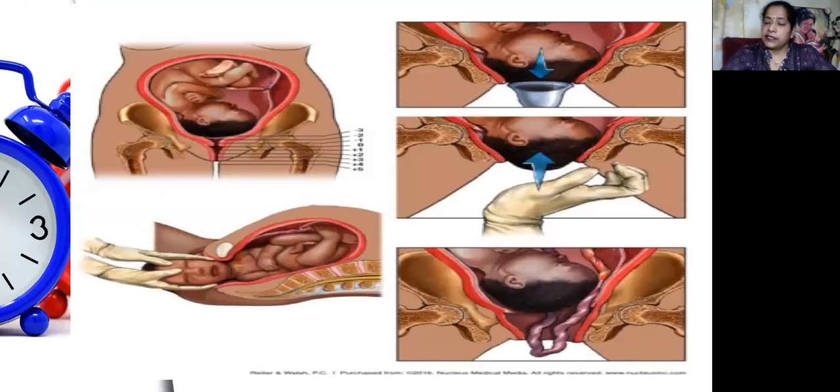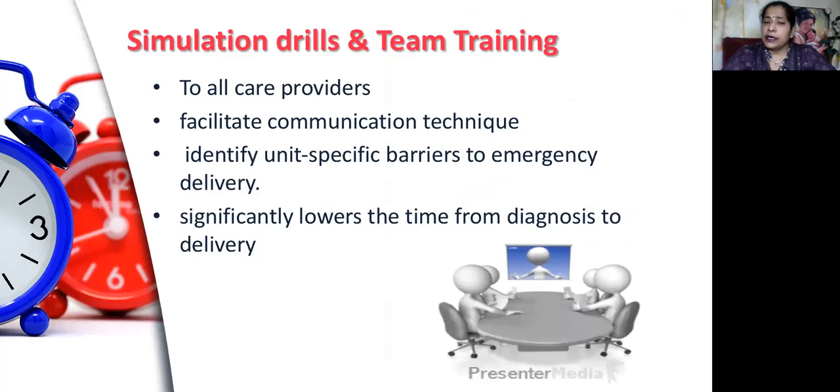So this is operative vaginal delivery. Relieve pressure by pushing the baby's head up and then apply a ventouse. In all such situations, the whole team must be geared up and must know the various steps to follow. So simulation drills and team training are an essential part of management. This should be given to all care providers.